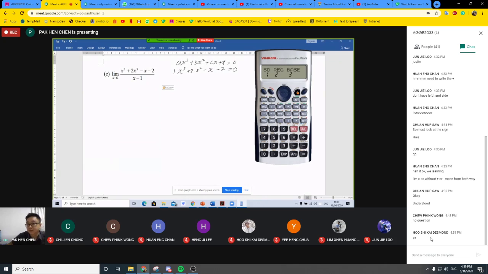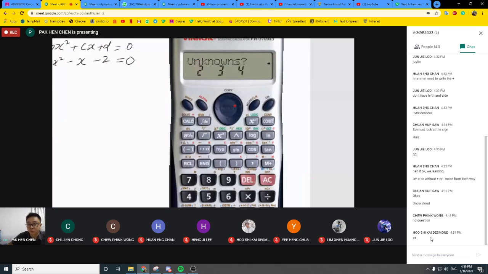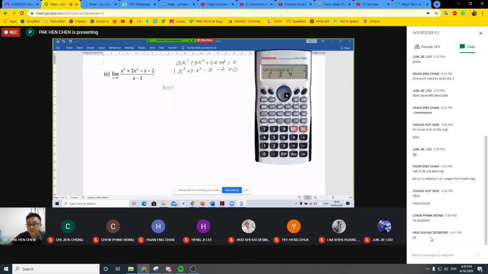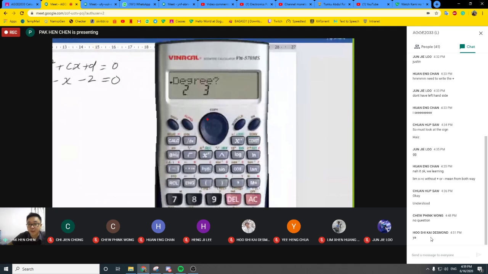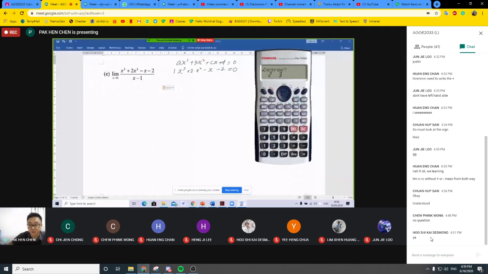Okay, I press equation 1, and then I have only one unknown, isn't it? And therefore I have to press the right button. I press the right button and we'll select degree of 3, because the highest degree will be degree 3, isn't it? All right, so I press 3, and now I may start to key in. My A will be 1. I press 1 and press equals.